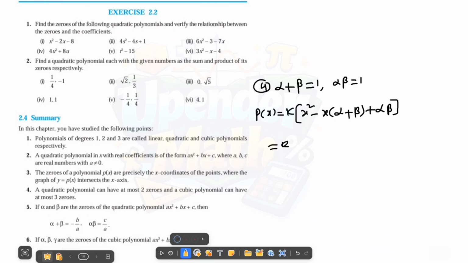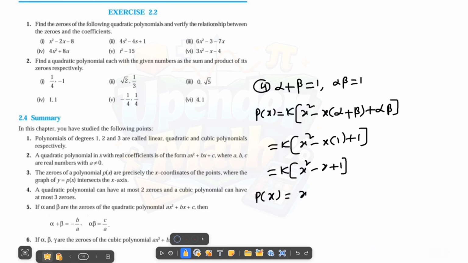So k of x square minus x of alpha plus beta is 1, right? Plus alpha into beta is also 1. So now k of x square minus x into 1, minus x plus 1. Here we don't have any denominator, right? So now if k value is 1, then we will get p of x is equal to x square minus x plus 1 if k value is 1. So the required polynomial is this one.